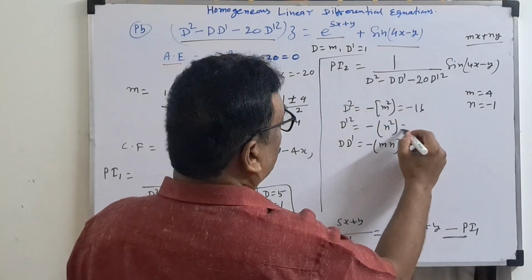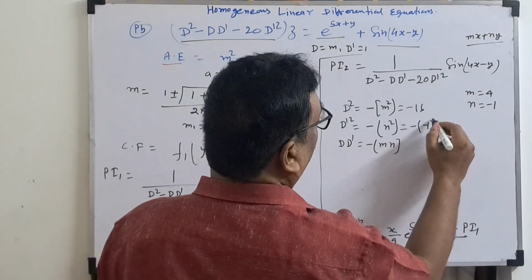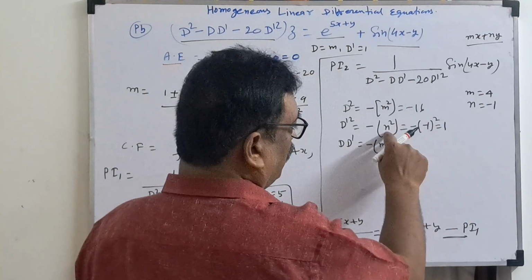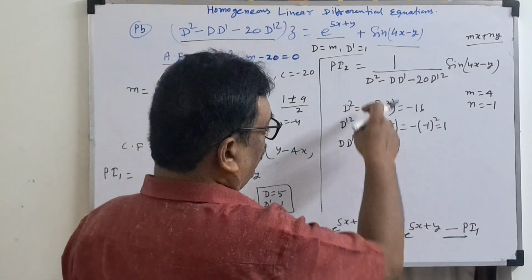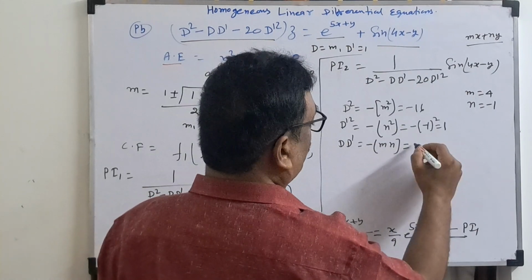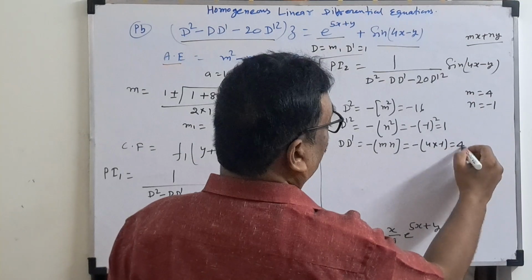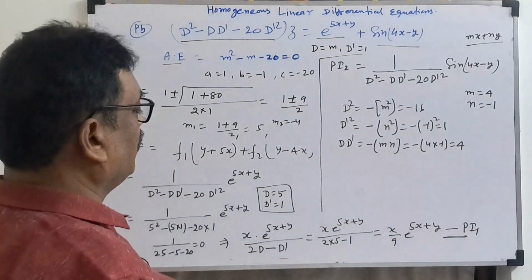We'll substitute. Then d dash square: this is minus n square. What is it? Minus 1 whole square. So it is coming 1 only. So this n whole square, n square, but this minus will not become under the square. So you remember here. So minus m into n, 4 into minus 1. So finally it will come 4. So we know the values of d square, d dash square, d d dash.